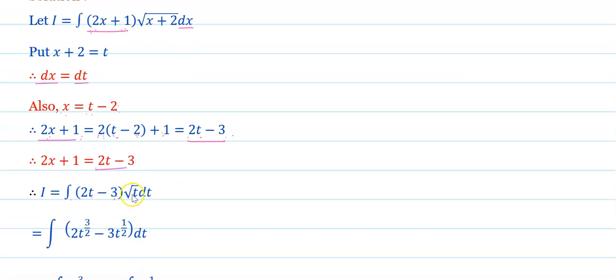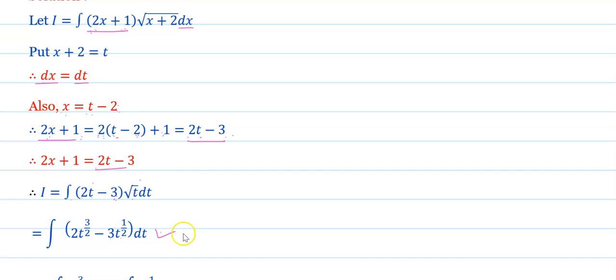Root t ने या 3 ला, root t ने या 2t ला multiply करा. This is 2, t raised to 1, t raised to 1 upon 2. 1 plus 1 upon 2 means what? t raised to 3 by 2. Again, 3 into root t means what? 3 into t raised to 1 upon 2 into dt. Very simple integral. t raised to 3 by 2 is integral, t raised to 5 by 2 upon 5 by 2. t raised to 1 upon 2 is integral, t raised to 3 by 2 upon 3 by 2.